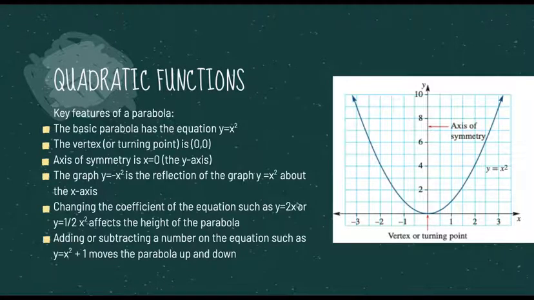Key features of the parabola. The basic parabola has the equation y equals x squared, as seen here. You have your turning point here, which is (0, 0), and we write those as ordered pairs. We also have a line of symmetry which cuts the graph in half, which is also known as the axis of symmetry, and for this particular graph it is where x equals 0.